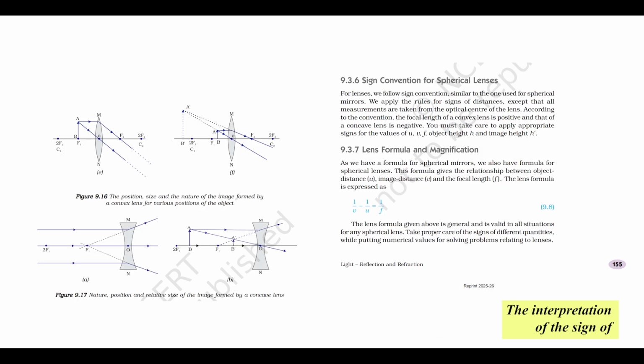The interpretation of the sign of m remains the same though. Negative m means a real and inverted image. Positive m means a virtual and erect image. And the magnitude tells you about size: m greater than 1 is enlarged, m less than 1 is diminished, m equal to 1 is the same size. Let's try applying these lens formulas.